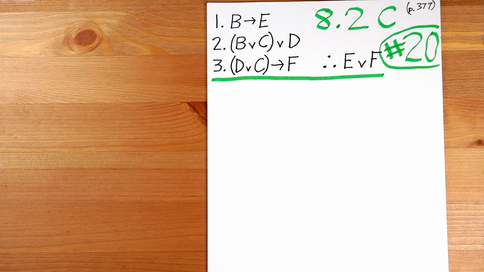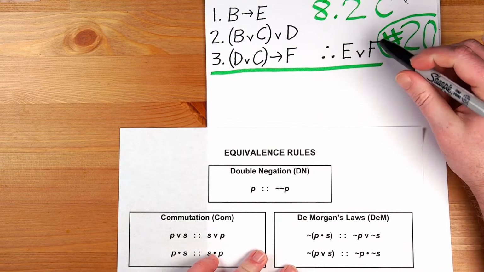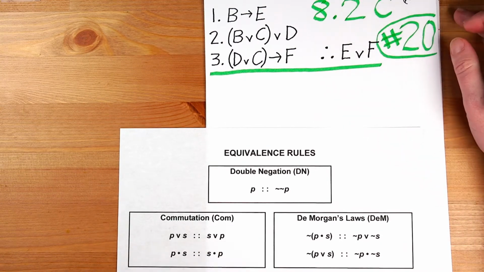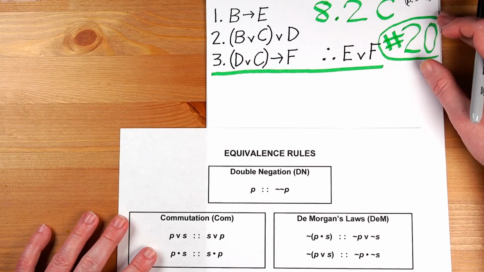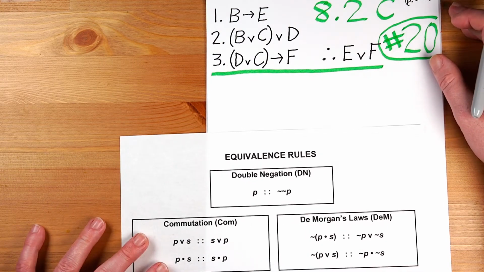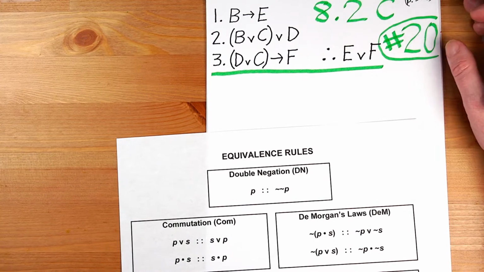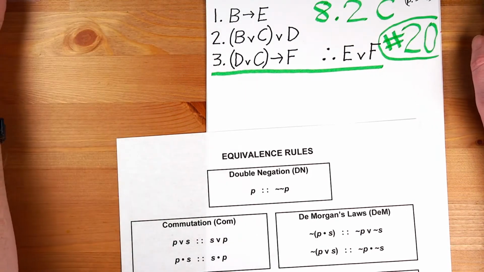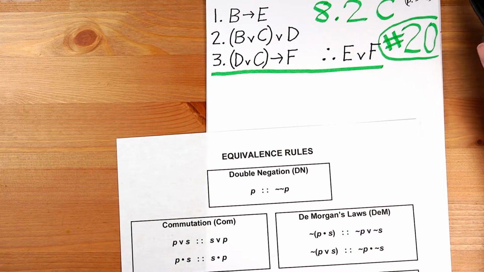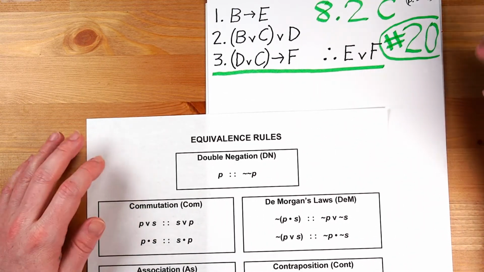Let's try number 20. Number 20, let's see. We got a disjunction we're trying to get. And remember, there's a few ways to get a disjunction. We've expanded from just our implication rules. We had addition and constructive dilemma that would help us get disjunction. Now we got some more options.